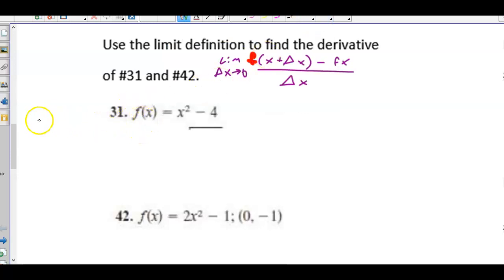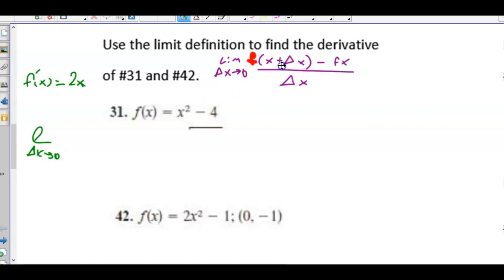First of all, let me start by finding f prime for you. We know that's 2x. The derivative is 2x, so when I solve this, my answer should be 2x. What we have to do with the limit is find f of x plus delta x.